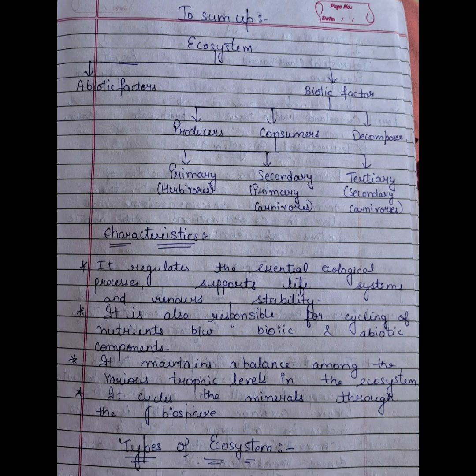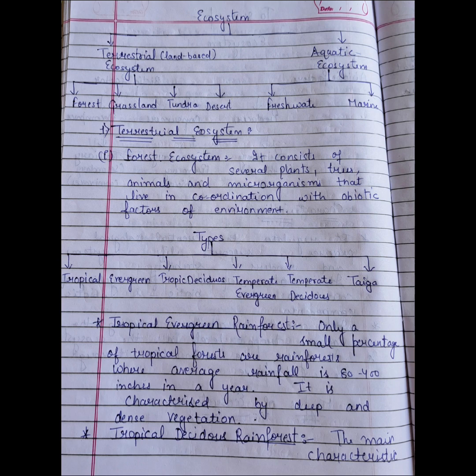Characteristics of the ecosystem: it regulates the essential ecological processes, supports life systems and renders stability. It is also responsible for cycling of nutrients between biotic and abiotic components. So here are the types of ecosystem. Firstly, the ecosystem is divided into terrestrial and aquatic ecosystems. Forest, grassland, tundra, desert are the terrestrial ecosystems. On the other hand, freshwater and marine water are the aquatic ecosystems.